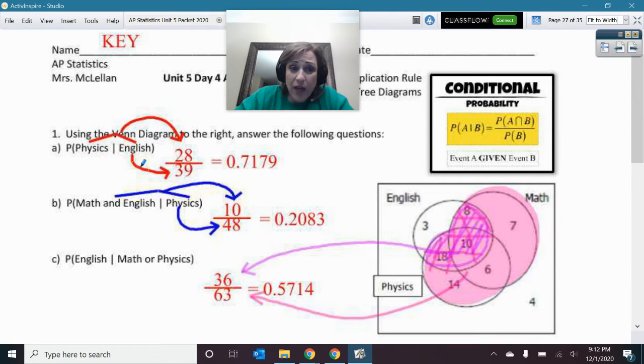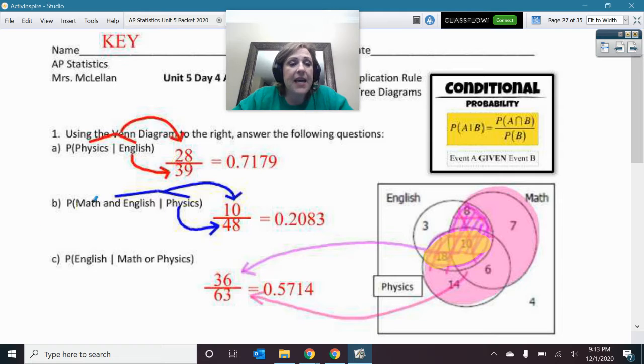So out of the total English circle, which had 39 in it, I wanted to know the intersection of the physics and the English. That's this little football-shaped area right here with the 18 and the 10. That was the physics and English. So that's why that's 28 right there.